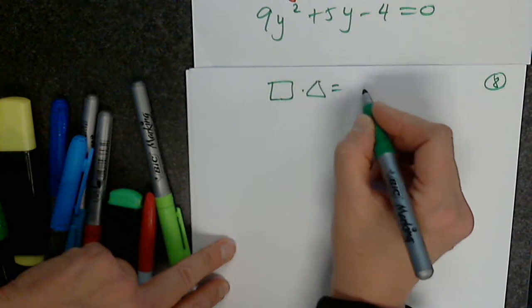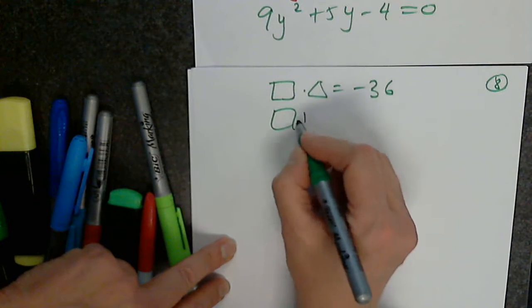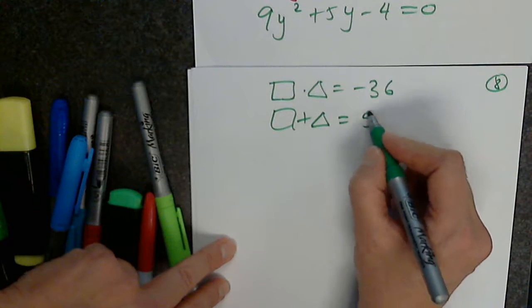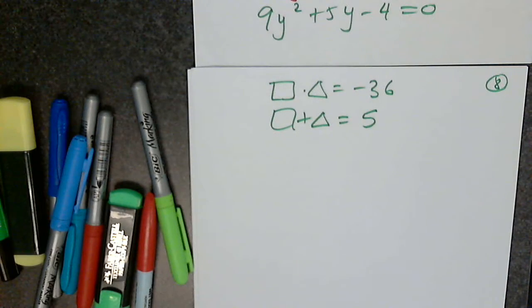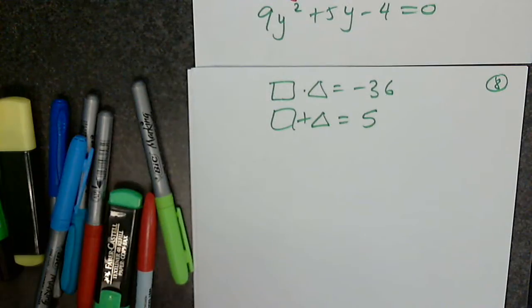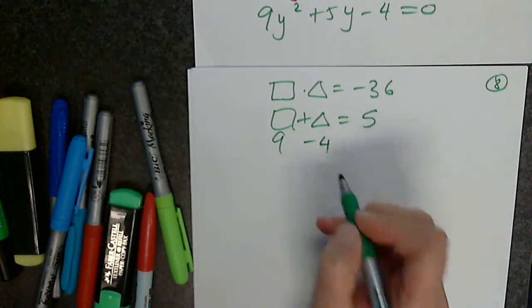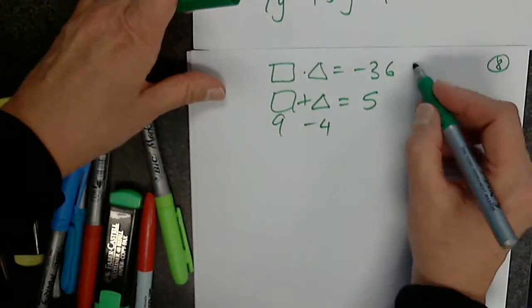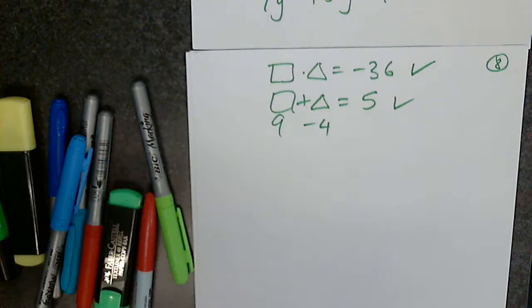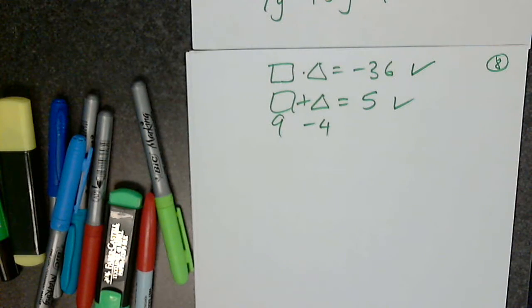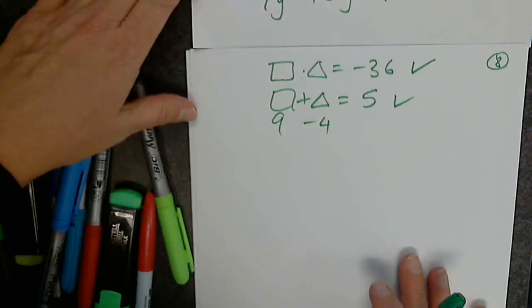So we want negative 36, and we want the sum to be 5. Only two numbers will give us a product of negative 36 and a sum of 5. Which numbers are those? Negative 4 and 9. Very good. The product is this, the sum is this. No one can find two other numbers whose product is negative 36 and whose sum is 5. Excellent. What now?